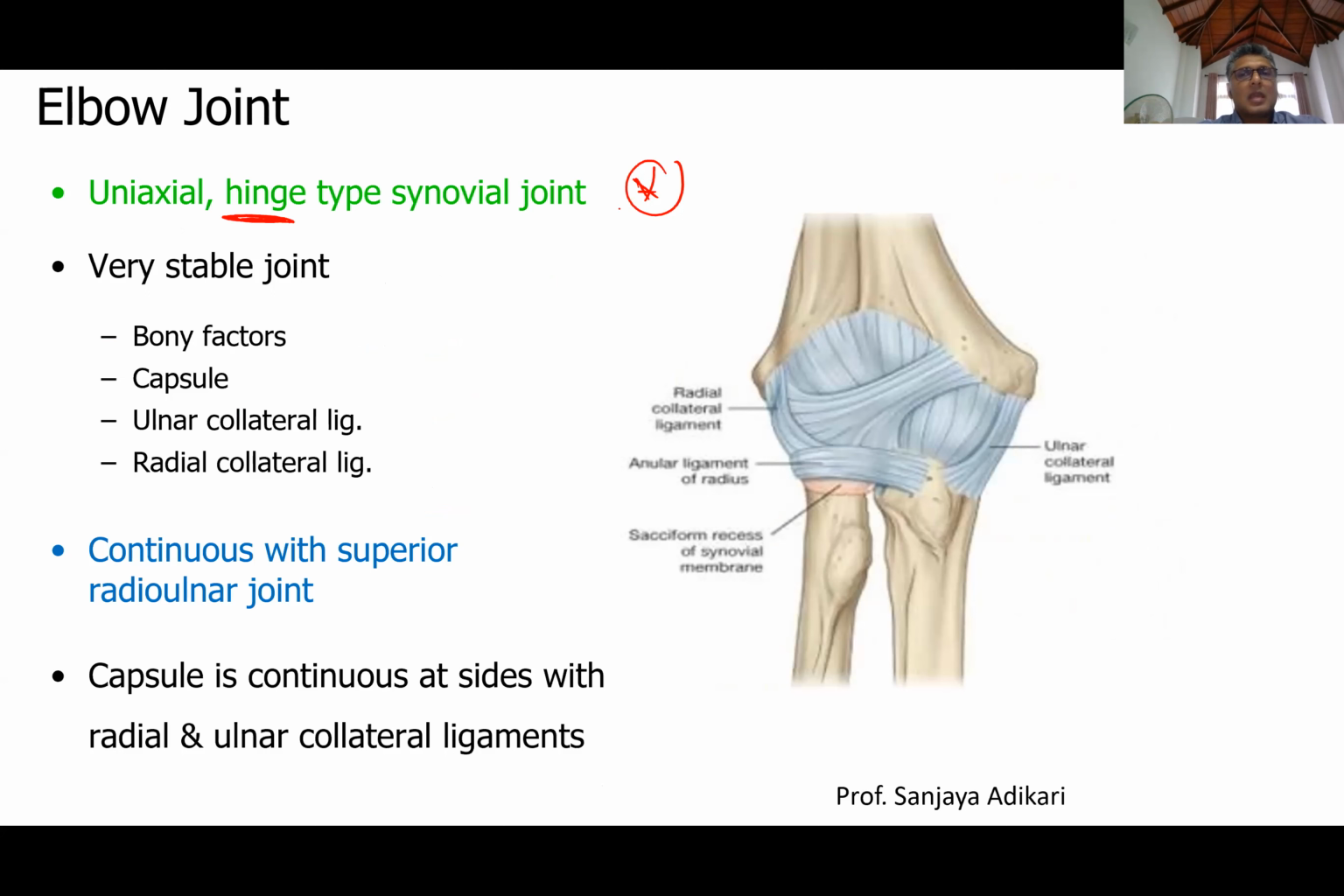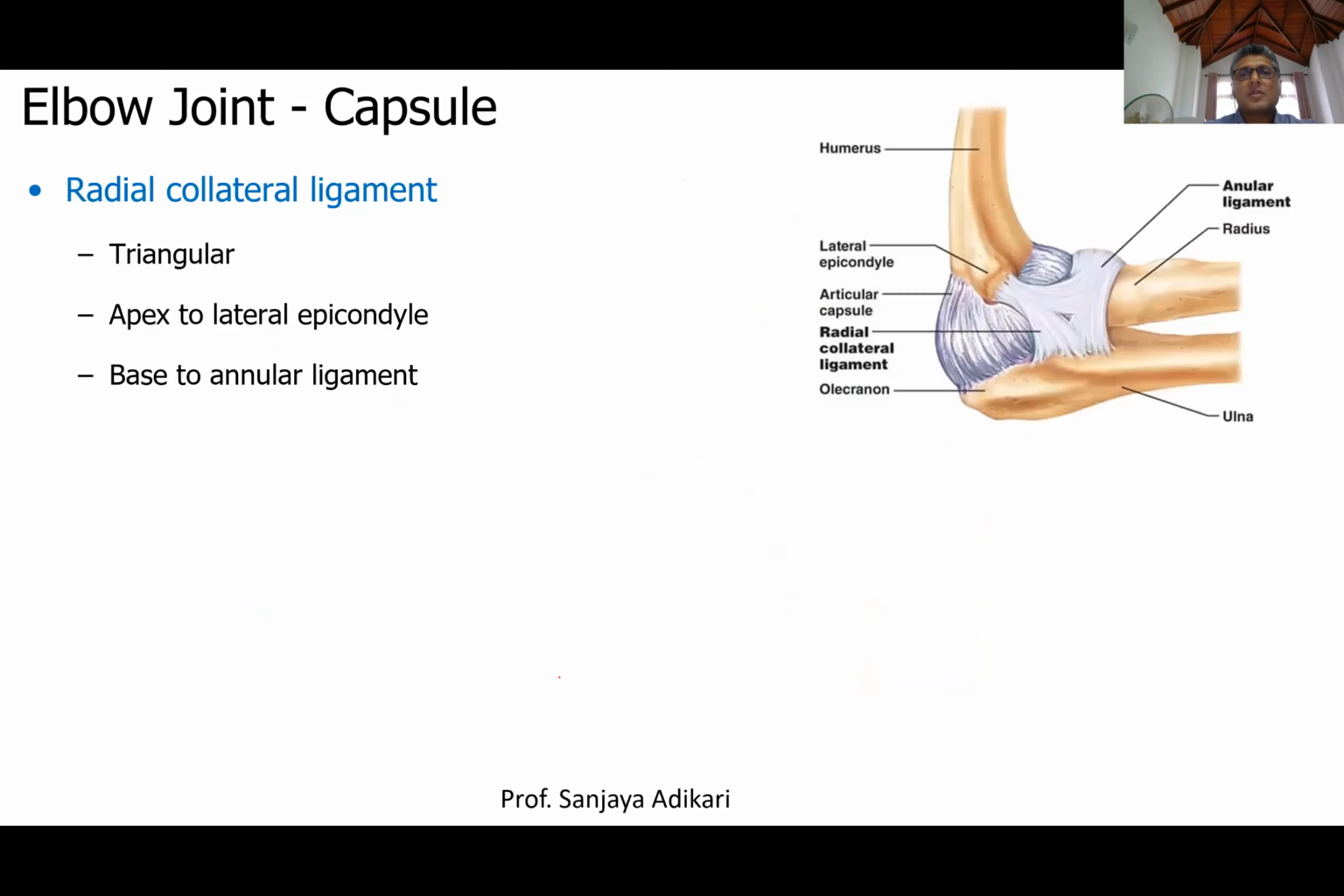Okay, and it's a relatively stable joint with bony factors and ligament factors helping in the stabilization of the joint. And most importantly, the joint cavity continues into the superior or proximal radioulnar joint. The capsule is attached to the radial and ulnar collateral ligaments. That's a different issue.